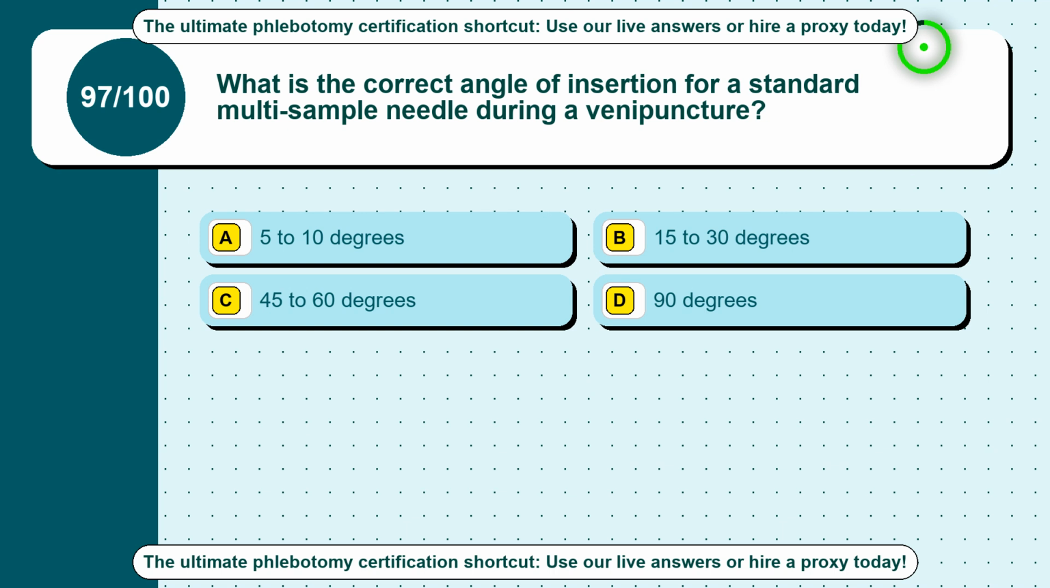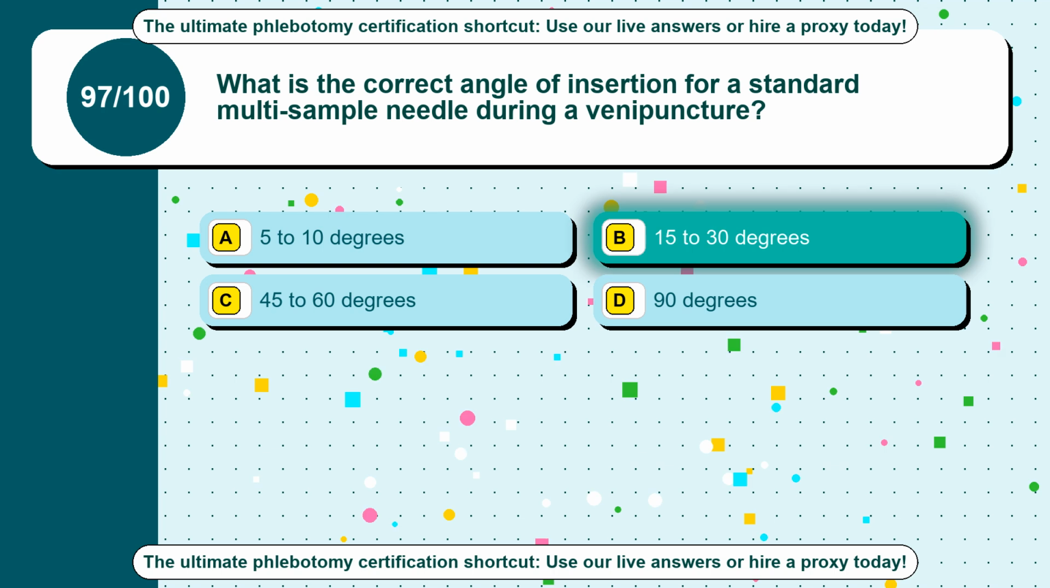Question 97. What is the correct angle of insertion for a standard multisample needle during a venipuncture? Option A, 5 to 10 degrees. Option B, 15 to 30 degrees. Option C, 45 to 60 degrees. Option D, 90 degrees. The correct answer is option B, 15 to 30 degrees.